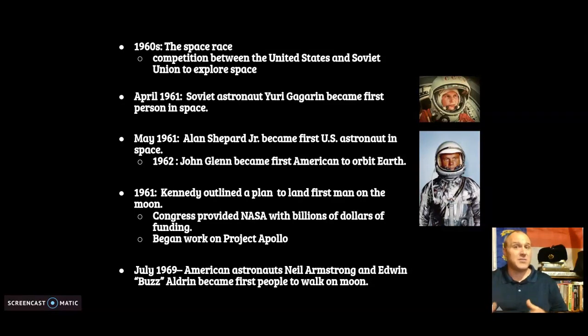And in 1961, Kennedy says, we are going to be the first to the moon. Congress approves NASA. They provide them with billions of dollars of funding, and they begin work on the Apollo project. As you can see there, 8 years later, unfortunately, Kennedy's dead. American astronauts Neil Armstrong and Buzz Aldrin become the first people to walk on the moon. So meanwhile, the Soviets beat us to space with Sputnik. They beat us to space with Yuri Gagarin. The United States was actually the first country, and the only country to date, to walk on the moon.